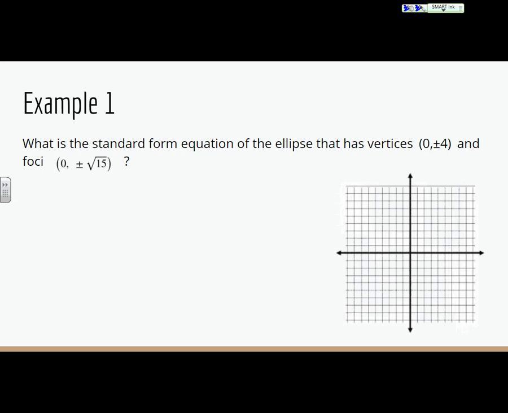So I'm wanting the standard form. Okay, now I can already tell you a lot about the standard form. I can tell you I'm going to have a binomial squared right here, where this is going to be x, and it's going to be over something. And then I'm going to have a binomial squared, where this is going to be y. I don't know if it's a minus or not. It could be a plus. And it's going to be over something. And all that's going to equal 1.